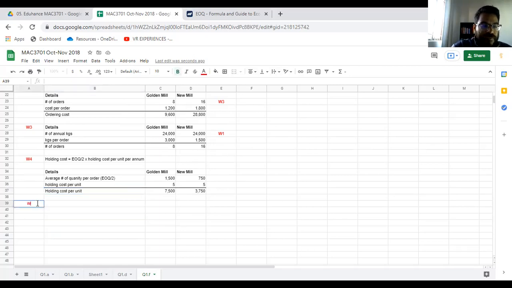that interest rate. When you have a required return or an interest rate, whatever, the holding cost per unit would be as follows: holding cost per unit plus opportunity cost, or interest cost, on holding cost per unit. And this will give us the total holding cost per unit.